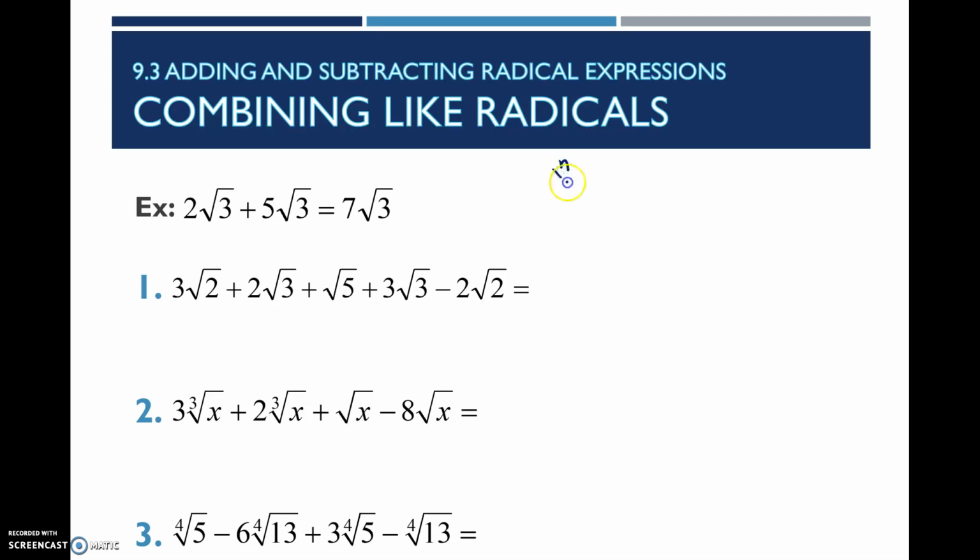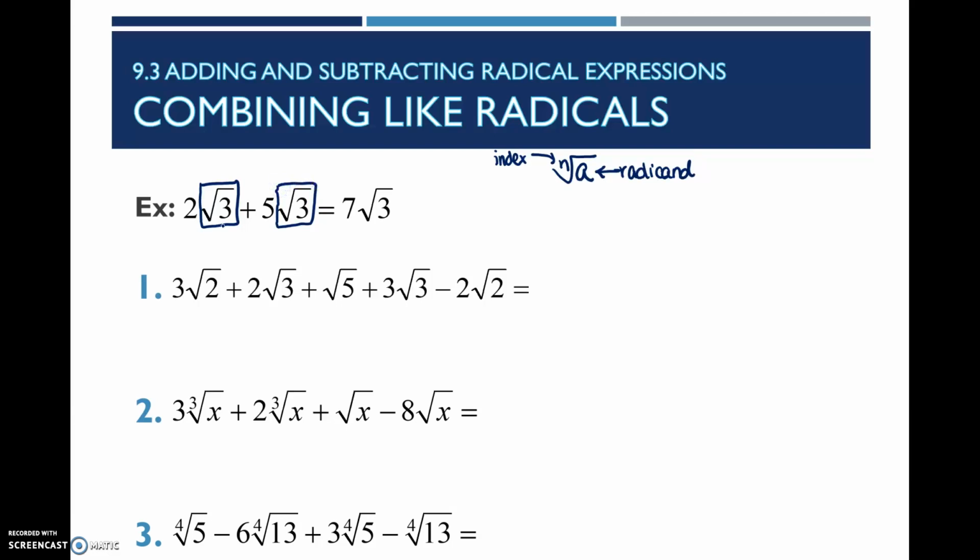So remember, if we have the nth root of a, n is the index, and a is the radicand. As long as the index and the radicand match, you can add the coefficients together. So take a look at this example. We have 2 times the square root of 3 plus 5 times the square root of 3.